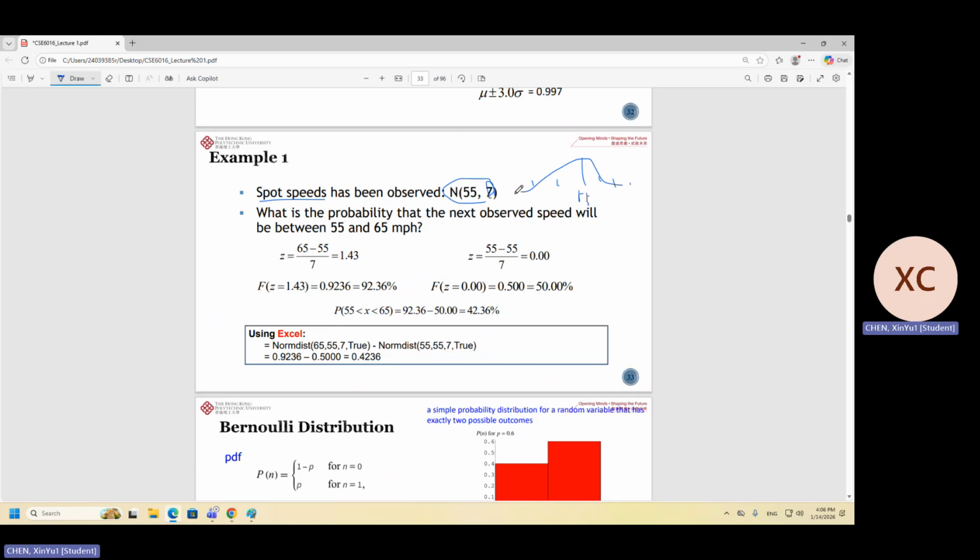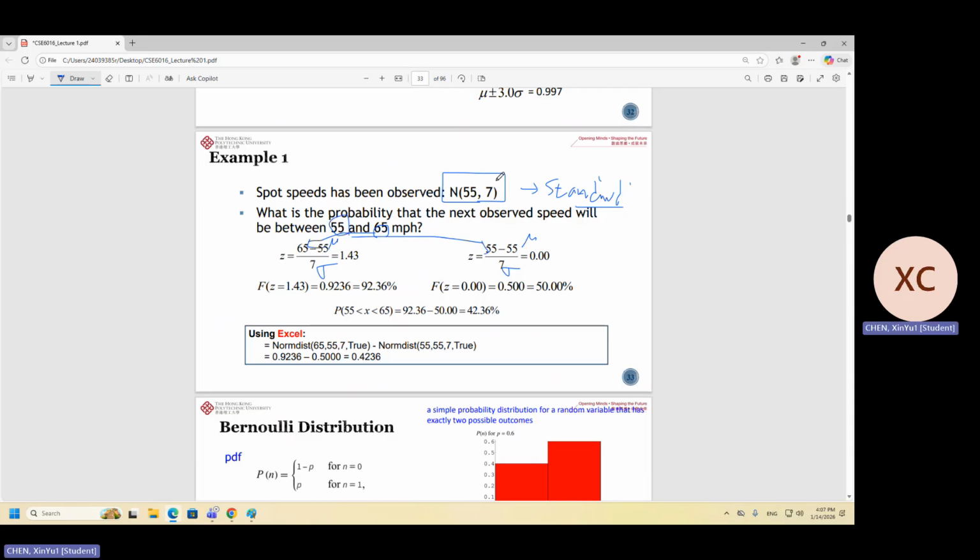Okay, sorry, the standard deviation is 7. And then what is the probability that the next observed speed will be between 55 and 65 miles per hour? To solve this question, based on this information, we first do standardization, okay? This is the sigma, the standard deviation, and this is the mean. The 65 is from here, and then mu, and the 75 is from here.